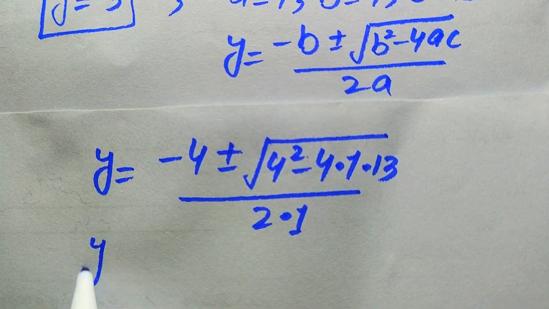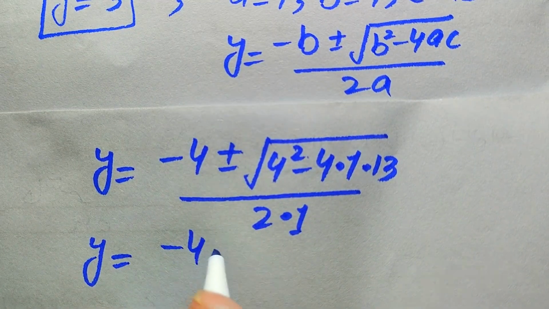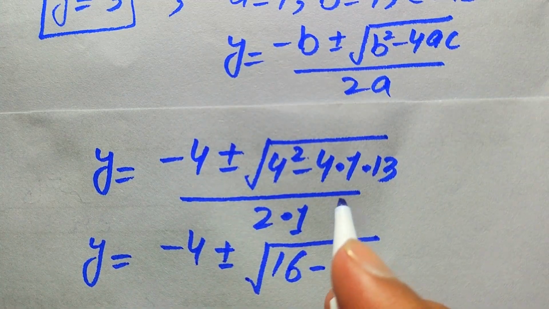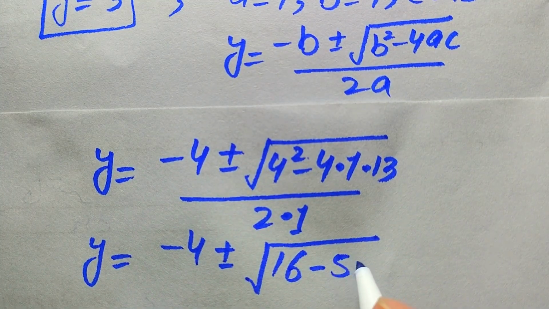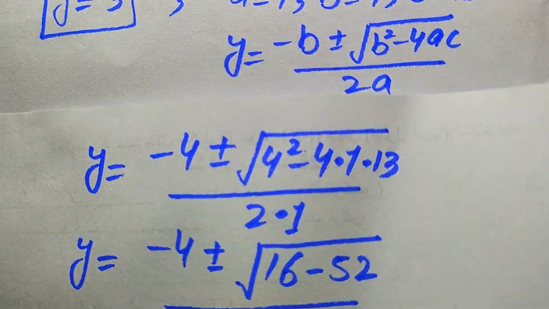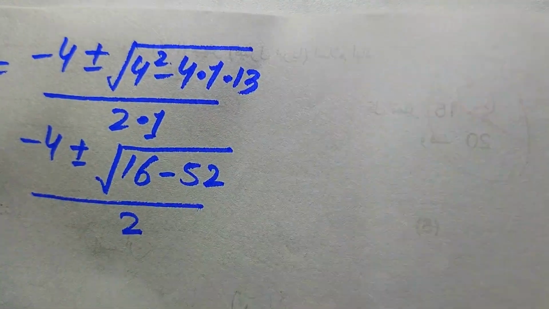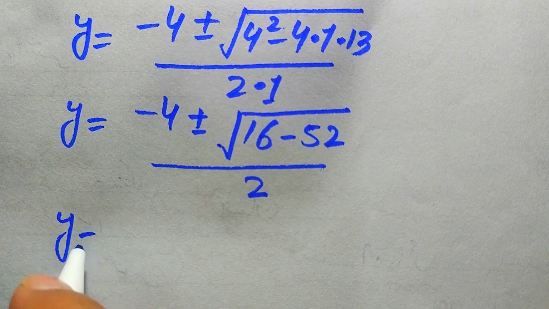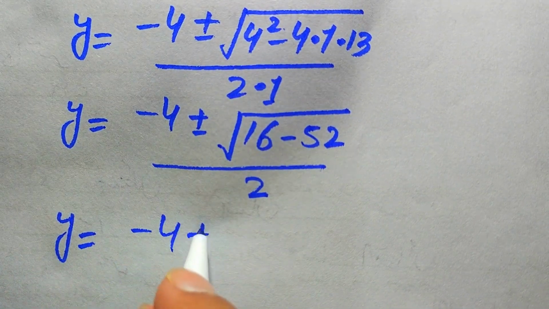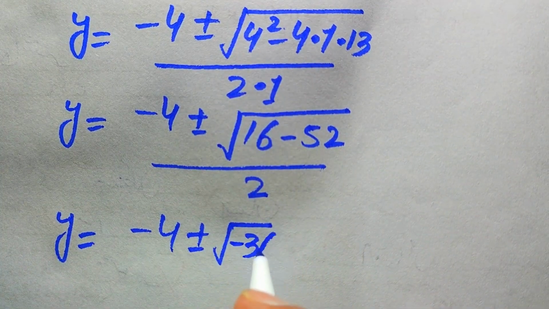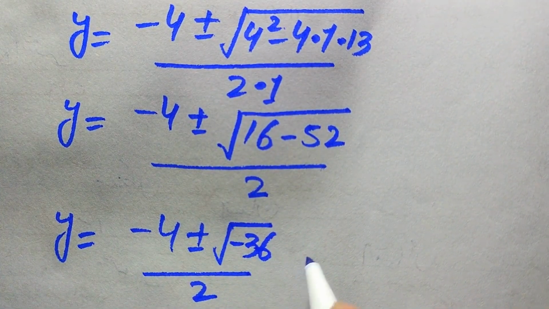So we need more simplifications, and we get y equals minus 4 plus minus square root of 4 square becomes 16, and 4 times 13 becomes 52, and it is divided by 2 times 1, which is equal to 2. And now in the next step we need more simplifications here, and we get y equals minus 4 plus minus square root of 16 minus 52 becomes minus 36, and it is divided by 2.